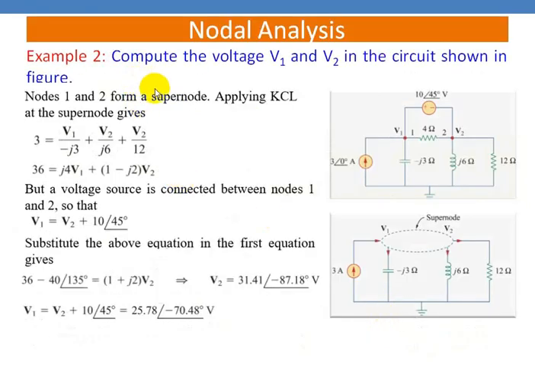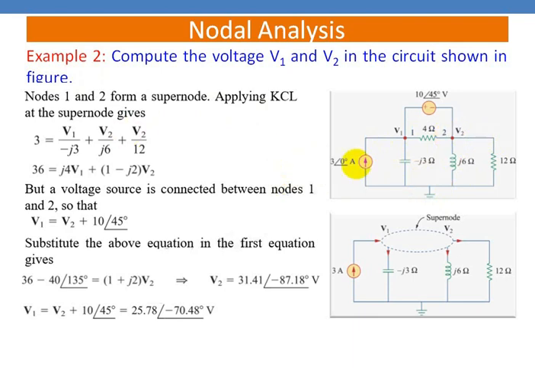Then coming to example 2: compute the voltages V1 and V2 in the circuit shown in the figure. So V1 is this node voltage and V2 is the node voltage here, and this is the reference node. Sometimes the node voltages will not be given in the problem, and you have to assign the node voltages. In this case, there are three principal nodes, 1, 2 and 3. This is made the reference node. This node is assigned as V1, the voltage at node 1, and this is the voltage at node 2.